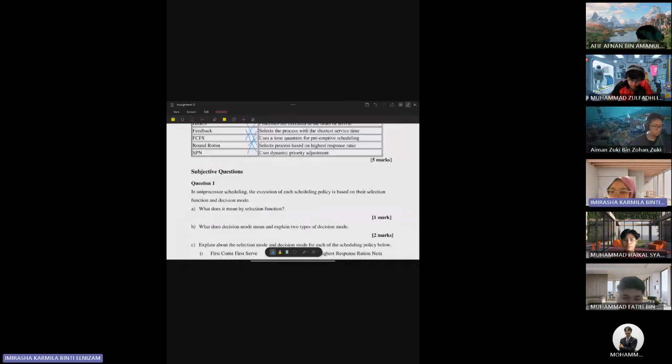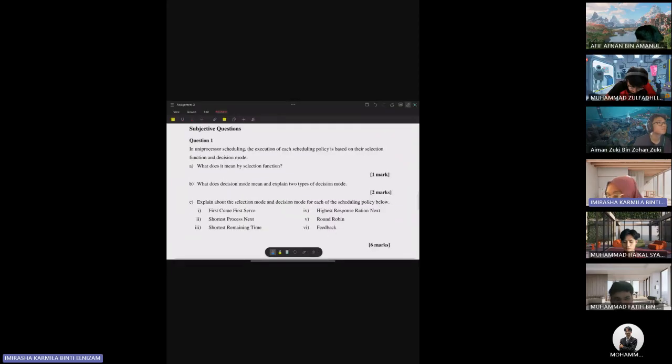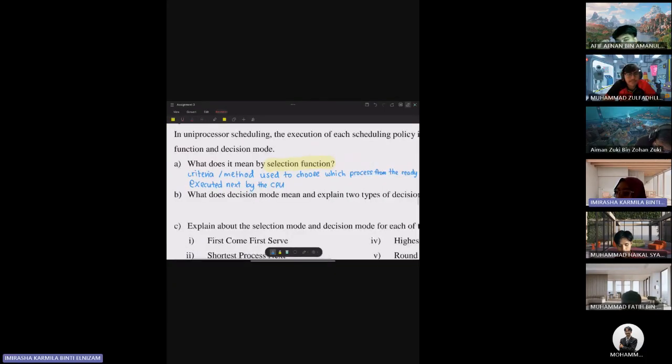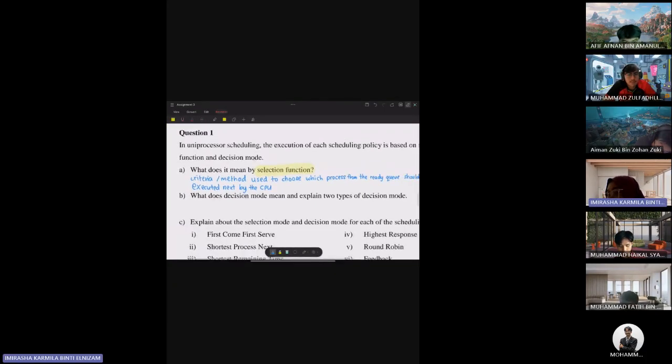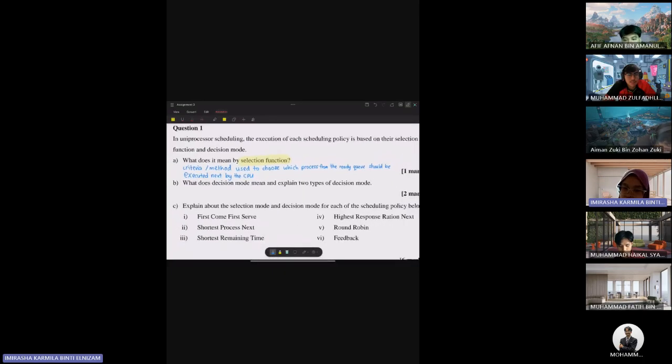Next we move on to subjective questions. Question 1, in uniprocessor scheduling, the execution of each scheduling policy is based on their selection function and decision mode. A, what does it mean by selection function? The selection function is the criteria or method used to choose which process from the ready queue should be executed next by the CPU. In simple words, it is how the scheduler picks the next process to run.